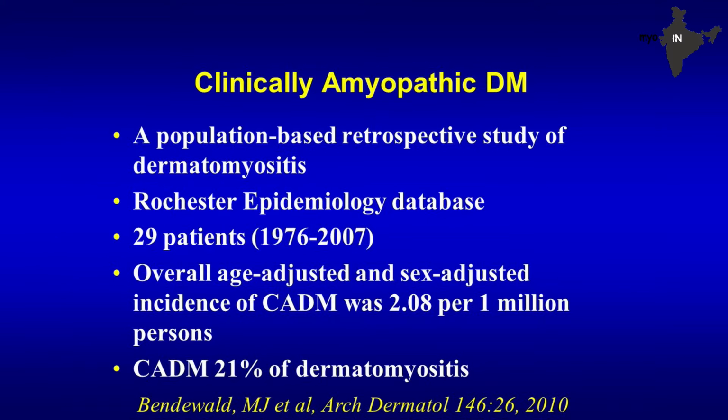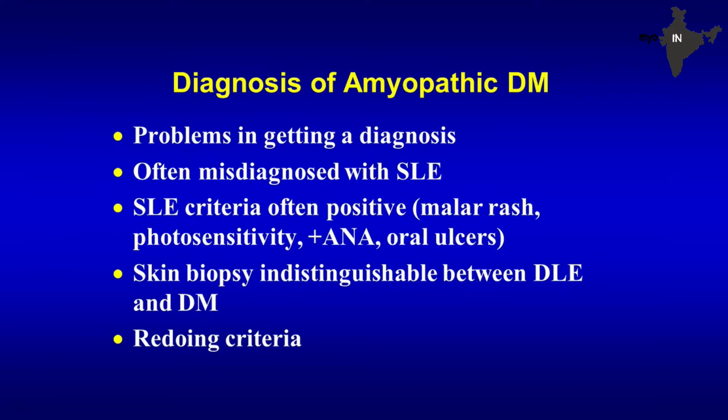We know that the incidence of clinically amyopathic dermatomyositis is at least 20% or 21% based on this one study from the Rochester Epidemiology Database. However, it's likely that the percentages are even higher because of the underdiagnosis of patients with clinically amyopathic dermatomyositis. There are often problems in getting a diagnosis, as we saw with the other patient. They're often misdiagnosed with SLE, and the reason for that is that the criteria for SLE very much overlap with findings we see in dermatomyositis, including a malar rash, photosensitivity, ANA, and oral ulcers.